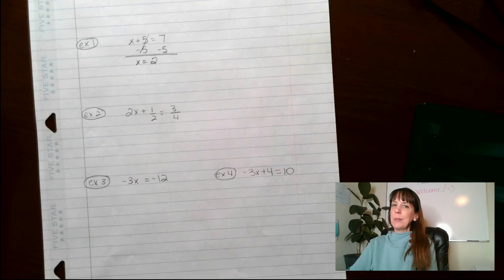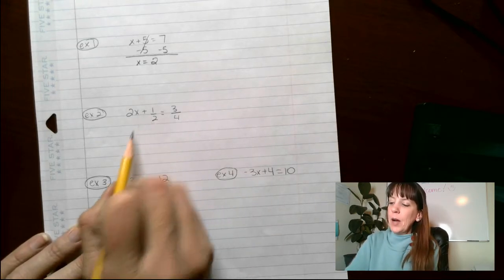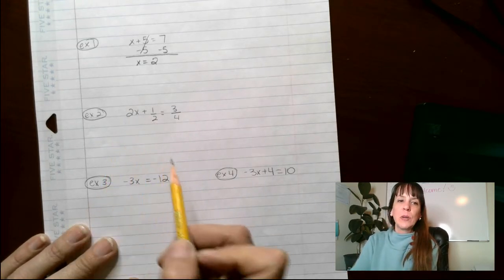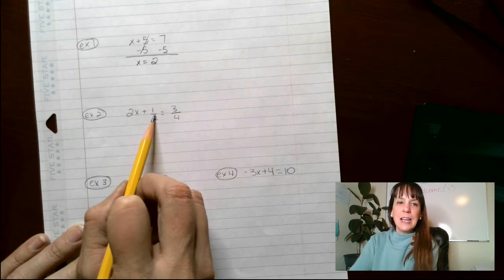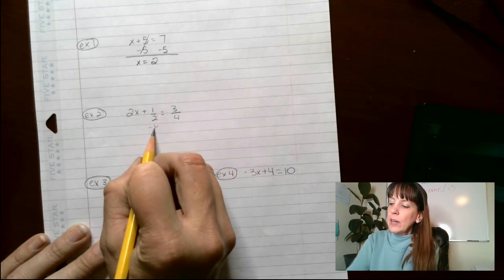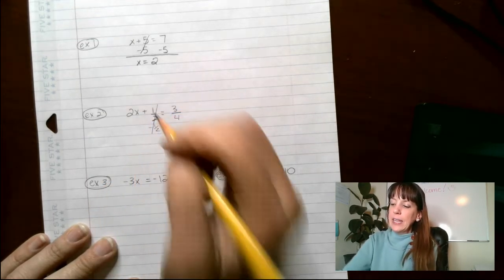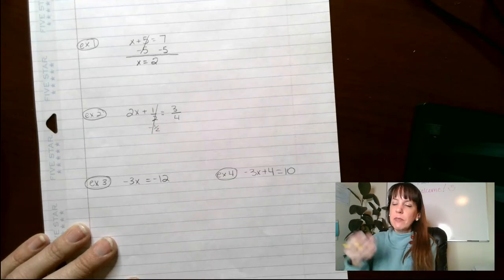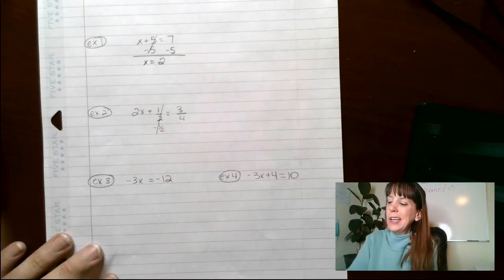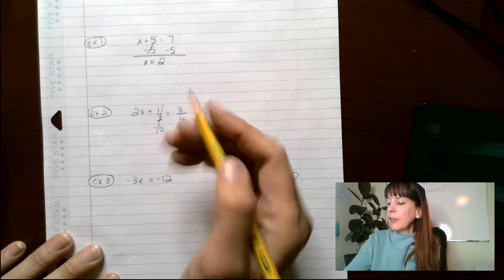All right, next one here. This is a two-stepper we've got to do. The chunk with the variable we deal with last. So we want to move this guy over to the other side. So we're going to minus 1/2 from this side because that will cancel it out. It's the opposite. Positive 1/2, negative 1/2. Bam, those things cancel out. What we do to one side of the equal sign, we have to do to the other.